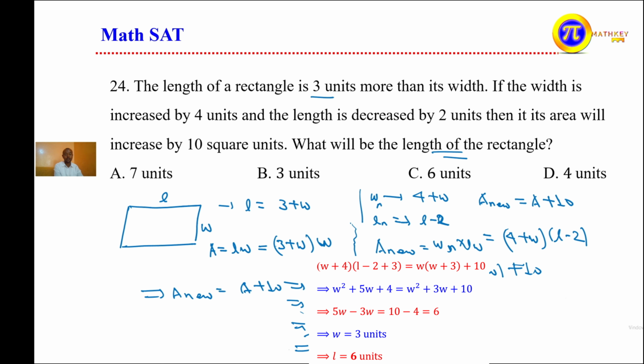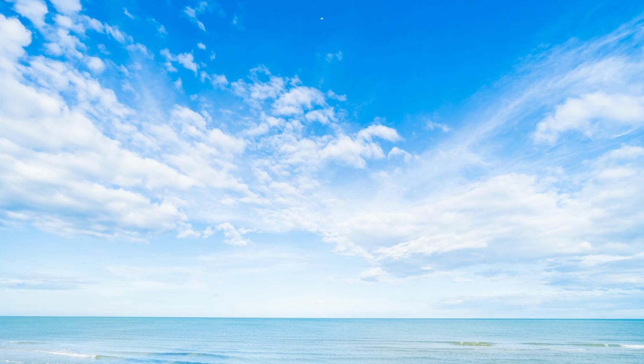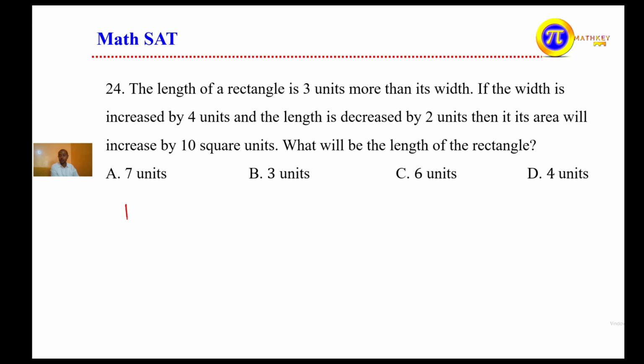But we were asked to find the value of L. We say that L is equal to the width plus 3. It is greater than the width by 3. This means 3 units plus 3 units, that means 6 units. The length is 6 units. So the choice is C.